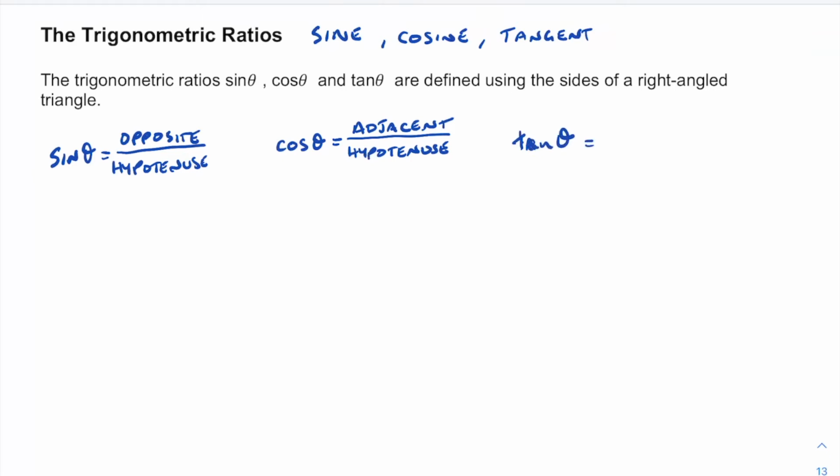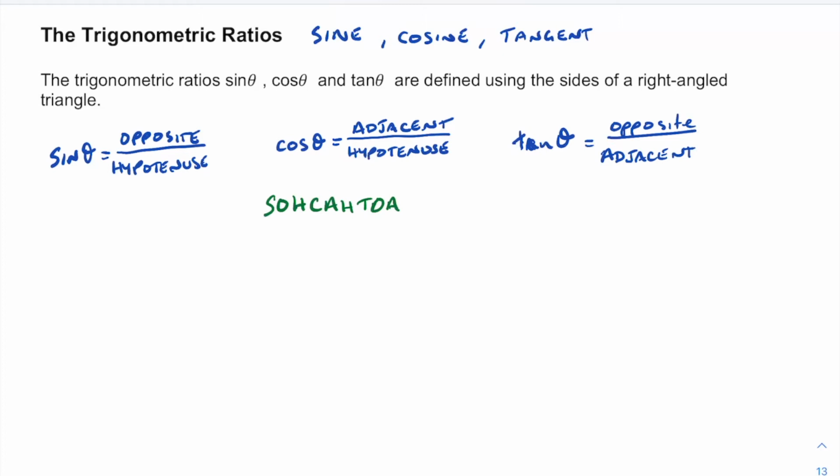Okay, and as you can imagine, tangent being something slightly different. This time we're going to have the opposite over the adjacent side. Now, this is where we actually come across something that we like to call SOHCAHTOA. Okay, we quite often use this as an abbreviation, as a bit of a way to remember these ratios.